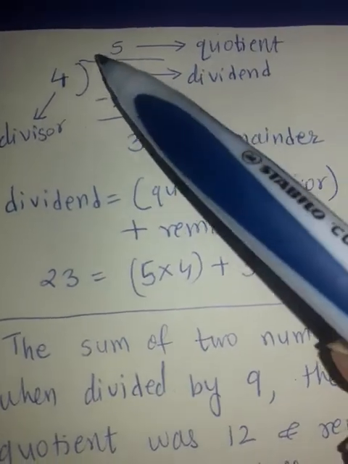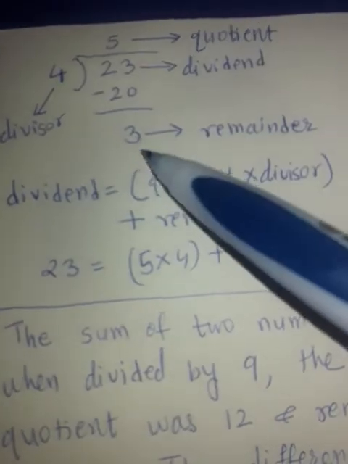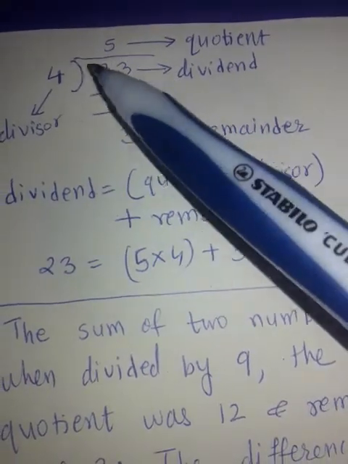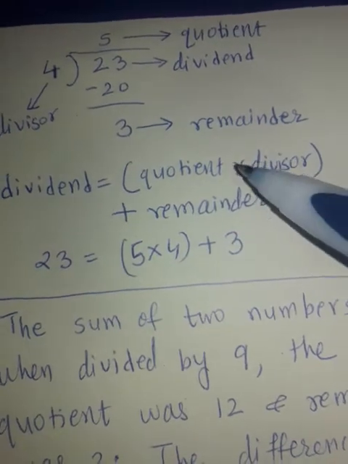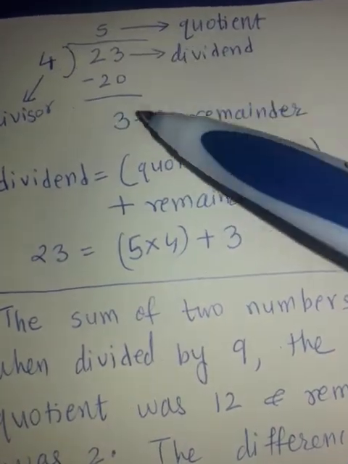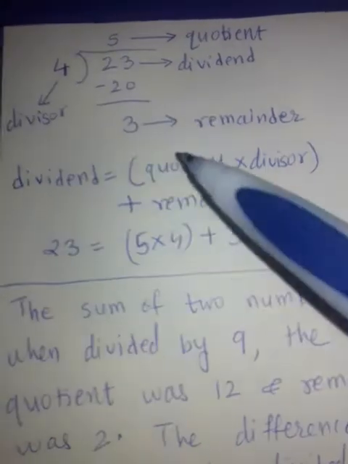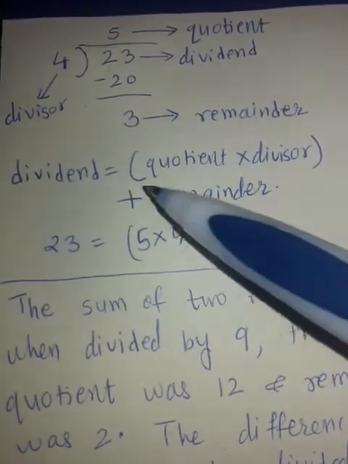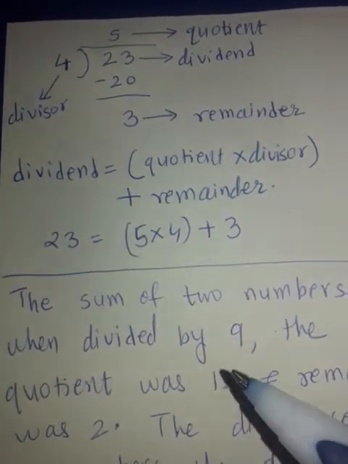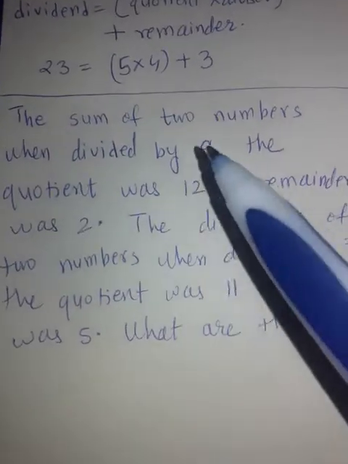And how do we arrive at 23? 4 5s are 20, 20 plus 3 is 23. Same manner, quotient into divisor plus remainder. Quotient into divisor plus remainder is dividend. So please remember this formula. We require it for many word problems. So based on this formula, now let's solve one word problem.